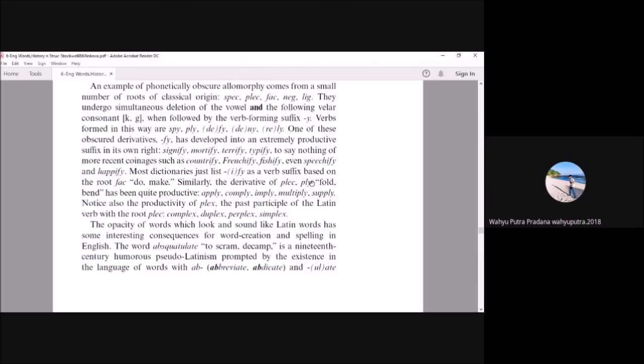Verbs formed in this way are spy, ply, defy, deny, rely, and one of these obscure derivatives, fy, has developed into an extremely productive suffix in its own right.